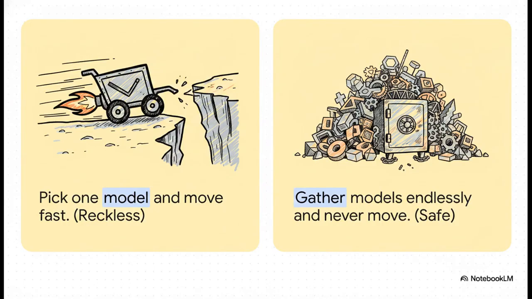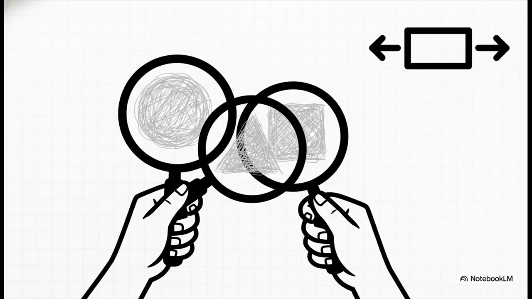So we face a pretty heavy dilemma here. You can pick one model and move fast, which looks totally reckless. Or you can gather models endlessly and never actually move, which looks safe. Most people feel this trap so deeply. But here is the secret. Both of these options mistakenly think that building an architecture means creating more motion. It doesn't. The opposite of confusion is not certainty.